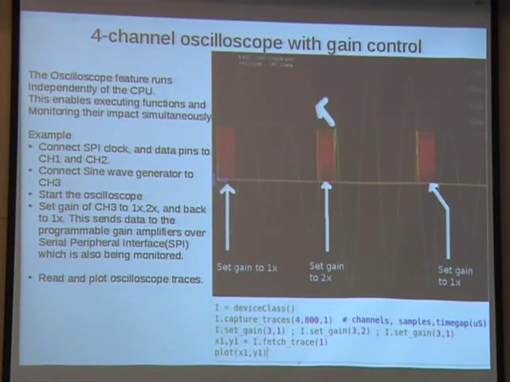So here, for example, I've used three channels. One of the channels I've connected to a sine wave generator, and the other two I've connected to a communication channel, that is the SPI channel.